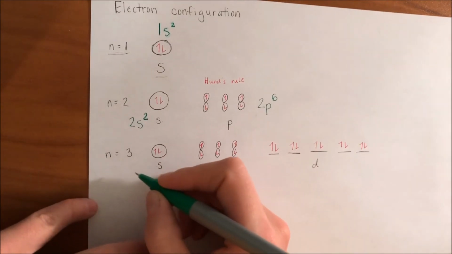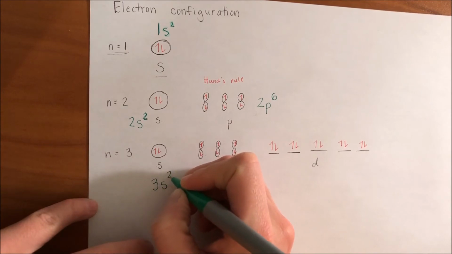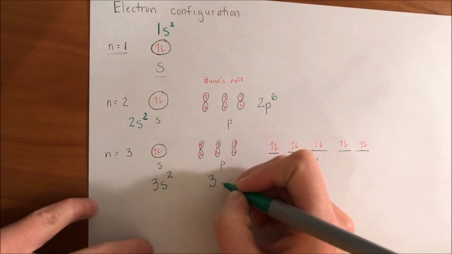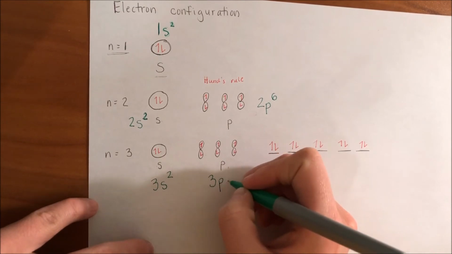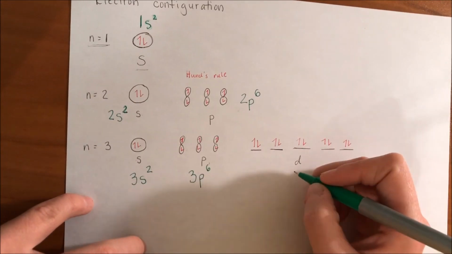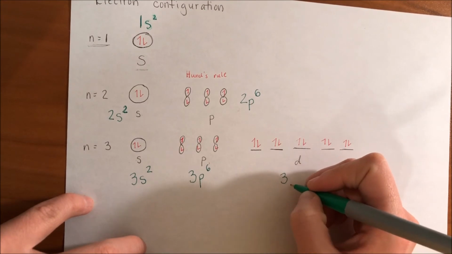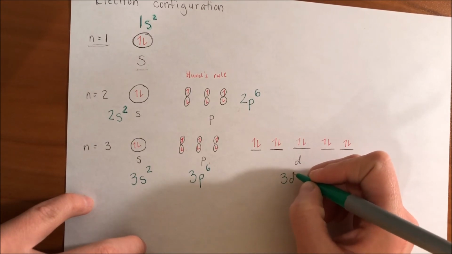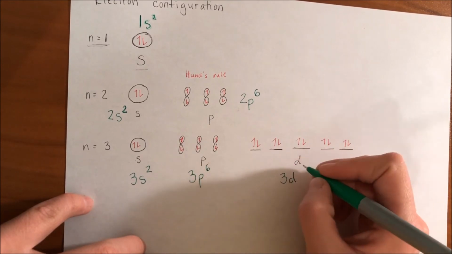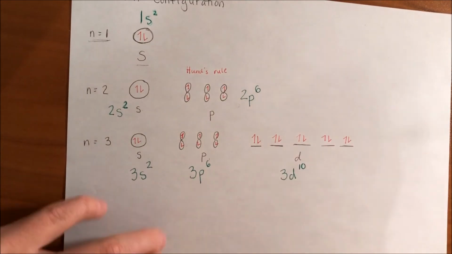Now we could continue to do the same thing. We could call this 3s2. This we could call the third energy level, the p subshell, and this is housing 6 electrons. Now with the D, still the third energy level, but this time it's the D subshell, and in this case it happens to be housing a total of 10 electrons.